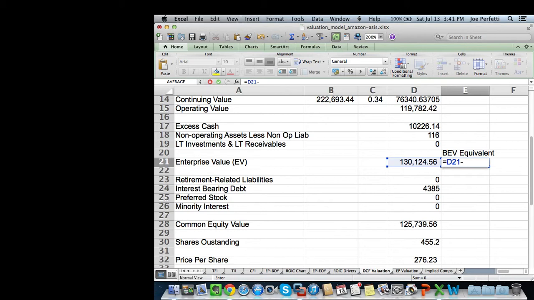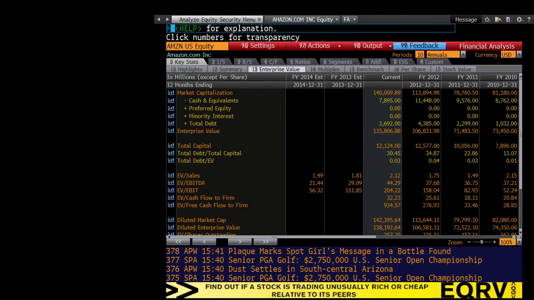Because it's basically all this debt-related stuff plus the common equity. Actually, what they don't include is the retirement-related liabilities. So let me take that back. So it equals common equity value plus minority interest plus preferred stock plus interest-bearing debt. So I'm just basically recreating this equation.